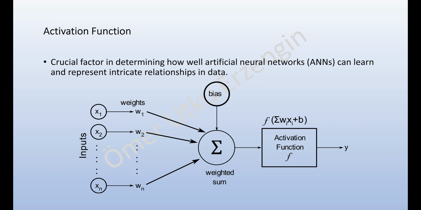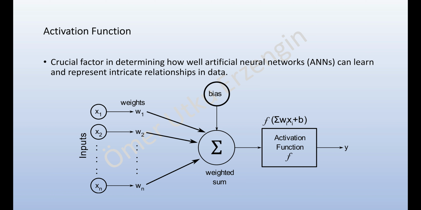Activation function. The sum of weighted inputs is then passed through the activation function. The activation function introduces nonlinearity to the model and determines the output of the neuron. Common activation functions include the sigmoid function, hyperbolic tangent function, and rectified linear unit function. Bias. A bias term is added to the weighted sum before passing through the activation function. Bias gives the neuron some flexibility and adaptability. The output of the neuron is the result of applying the activation function to the weighted sum plus the bias.